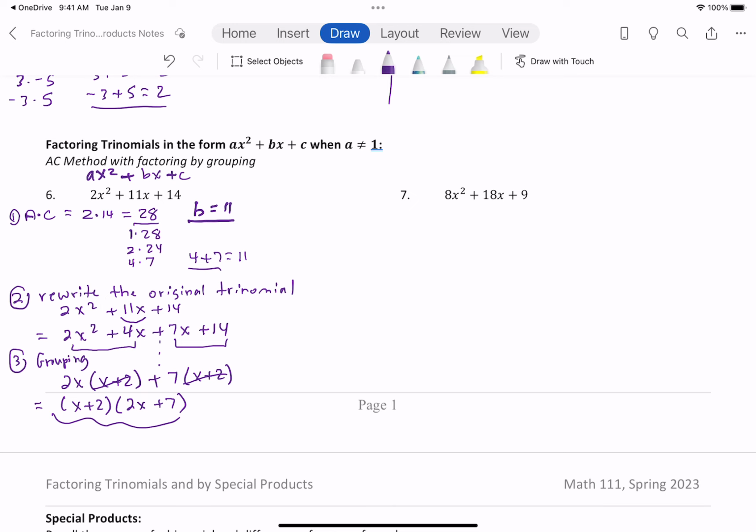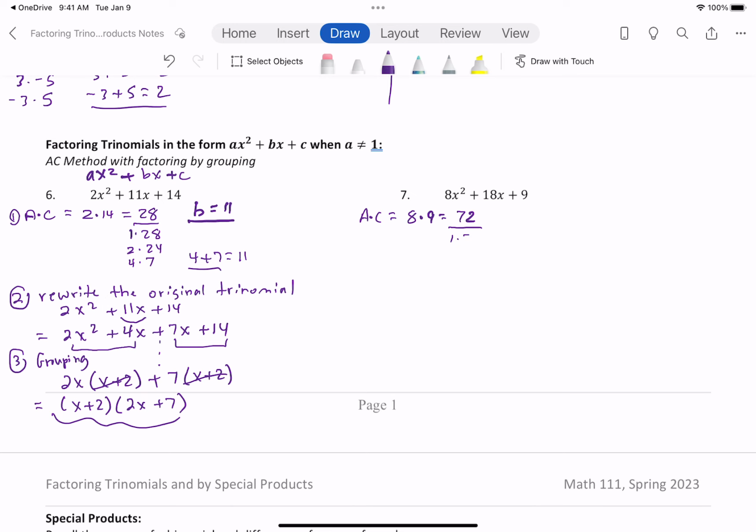All right, let's look at one more of these. So the next one, I have 8x squared plus 18x plus 9. 8, 18, and 9 don't have any common factors. So since a is not 1, we're going to start off by finding a times c again. So a is 8 and c is 9, and 8 times 9 is 72. So we're going to start listing the factors for 72.